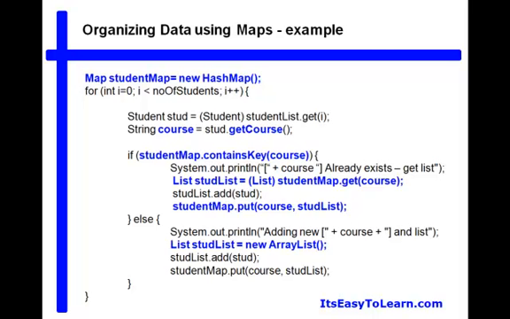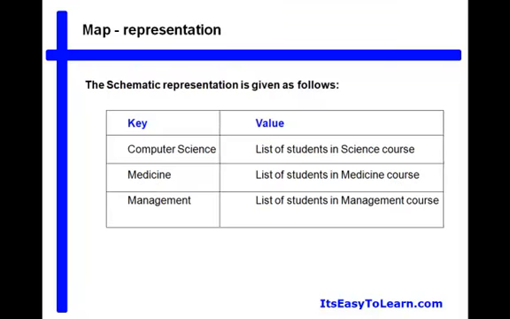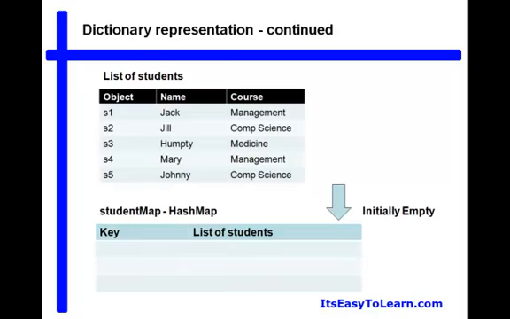So let us look at the description, that schematic diagram, and then some visual representations to understand this better. Okay, let's say we have S1, S2, S3, S4, and S5 as student objects, and students are belonging to the courses management, computer science, or medicine. Now initially studentMap, which is a hash map, is empty. It has a key and a value. The value is the list of students here. Initially both are empty.